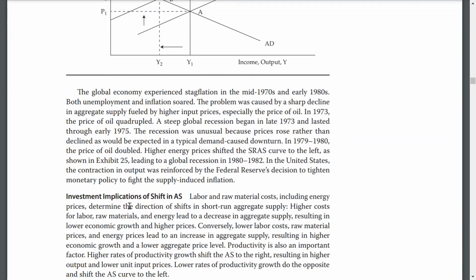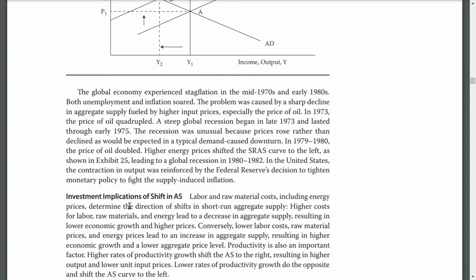The problem was caused by a sharp decline in aggregate supply, fueled by higher input prices, especially the price of oil. In 1973, the price of oil quadrupled. A steep global recession began in late 1973 and lasted through early 1975. The recession was unusual because prices rose rather than declined, as would be expected in a typical demand-driven recession. In 1979 to 1980, the price of oil doubled.